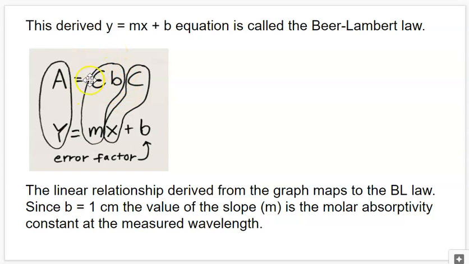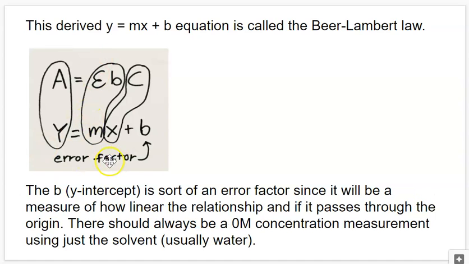So whatever the slope of the line is going to tell us what our molar absorptivity is at that measured wavelength. And then the b value, the y-intercept in the y equals mx plus b formula, is sort of like an error factor, since it's going to measure how linear the relationship is and if it passes through the origin.